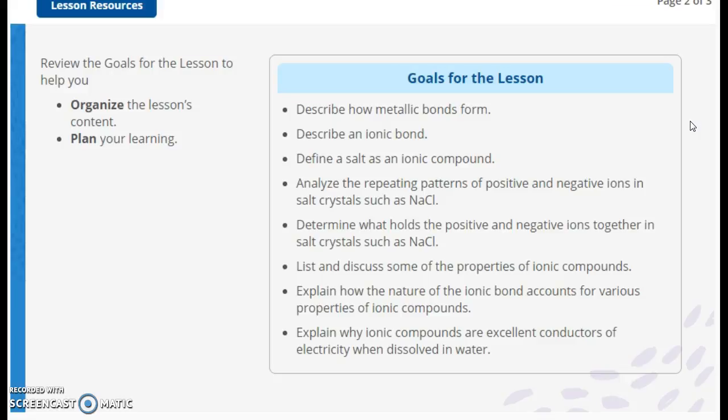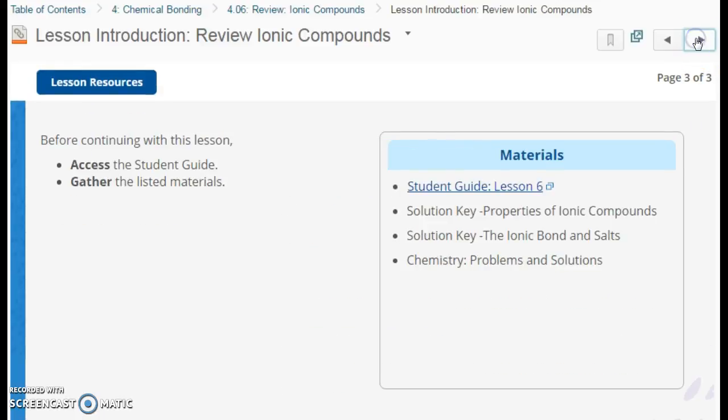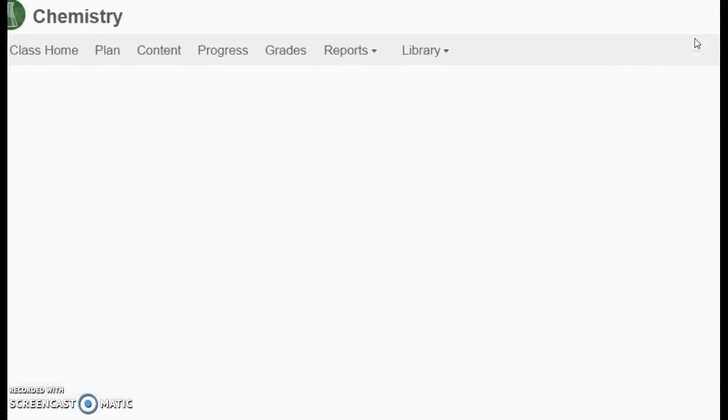List and discuss some of the properties of ionic compounds. Explain how the nature of ionic bonds accounts for various properties of ionic compounds. Explain why ionic compounds are excellent conductors of electricity when dissolved in water. And you can go in and download the study guide if you'd like, or just take notes.